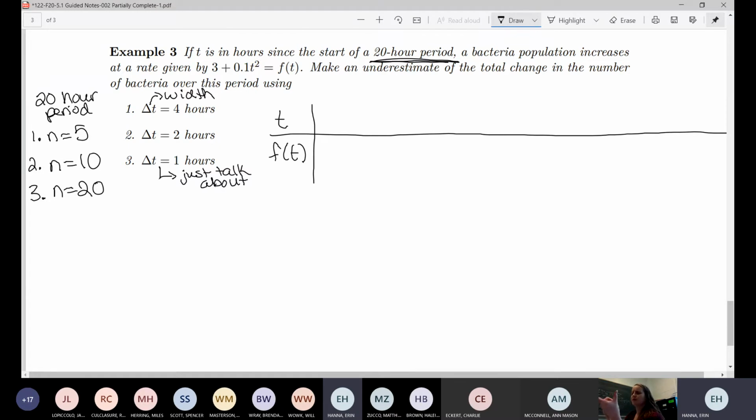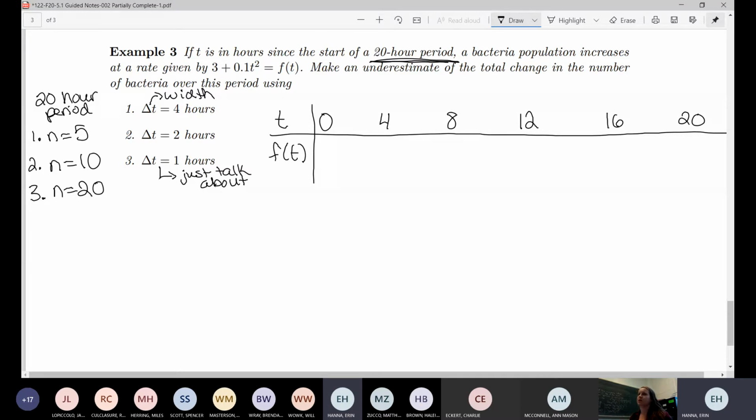So if we think about the first one, where we're doing delta T equals 4, essentially we're going to need 0, 4, 8, 12, 16, and 20. We're going to need every fourth term, if you will. So for that, now I'm going to leave space strategically, 8, 12, 16, and 20. So we're going to need all of those values for the first one.